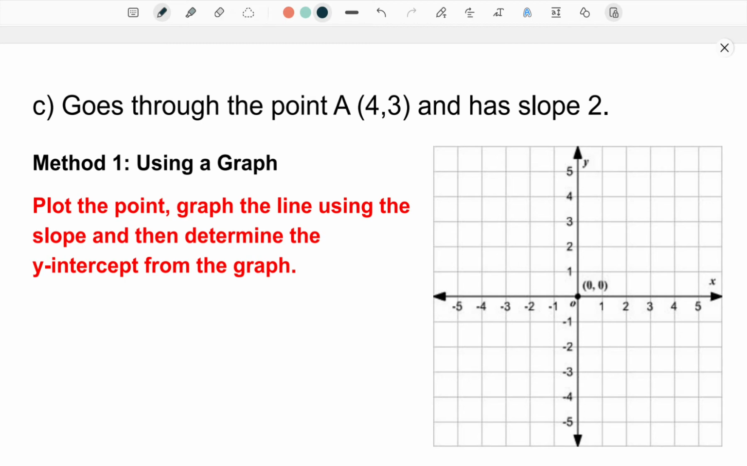So make sure to get this into your notes. But how you could do this is you could plot the point that we're given, so the point A, then find other points on that line by using the slope, and we'll go over that again. And then eventually you can determine the y-intercept. And when you have the y-intercept, then you'll have all the information. Okay, so let's start by plotting the point. So (4, 3), you go across 4, and you go up 3. There's the point A.